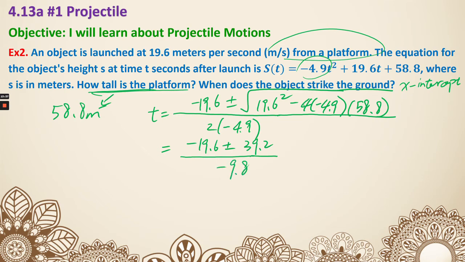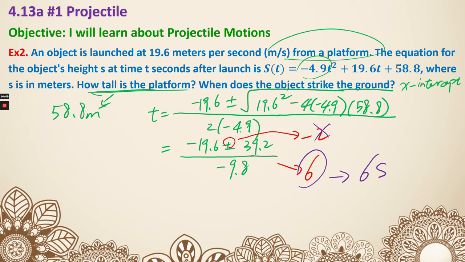So you are going to need to separate them since you have a plus and a minus, so separate them to simplify. The plus one is actually going to give you a negative number because we're dividing by negative 9.8, it's going to give you a negative 2. The minus one, however, is going to give you a 6. Since we are talking about time, negative 2 doesn't make any sense, so that wouldn't work. The answer would actually be 6 seconds. That's how long it takes to strike the ground.